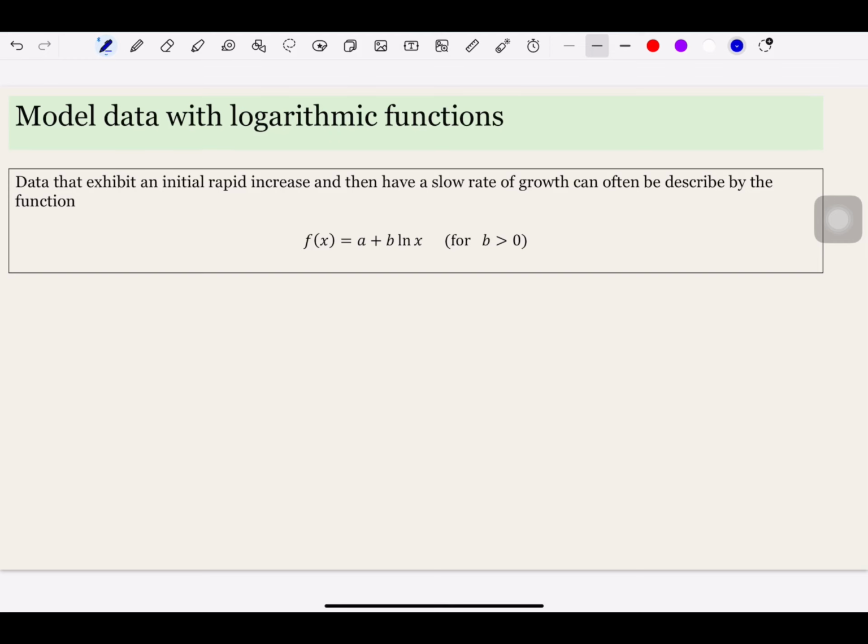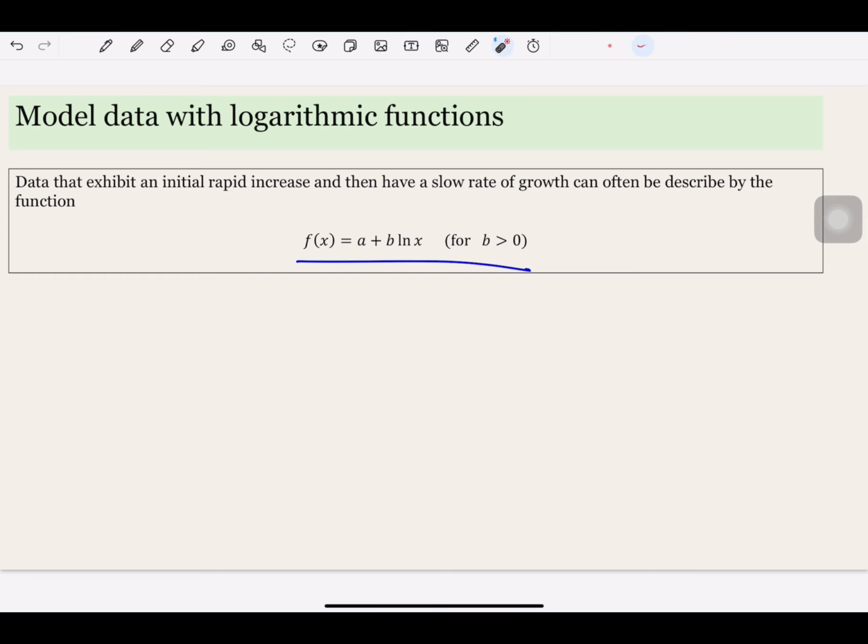Okay, so in this video, we'll learn how to model data using logarithmic functions. While exponential models describe rapid growth or decay, logarithmic functions are great for a different kind of pattern, one where there is a rapid initial increase followed by a slow rate of growth. A common logarithmic form is f of x equals a plus b times ln x.